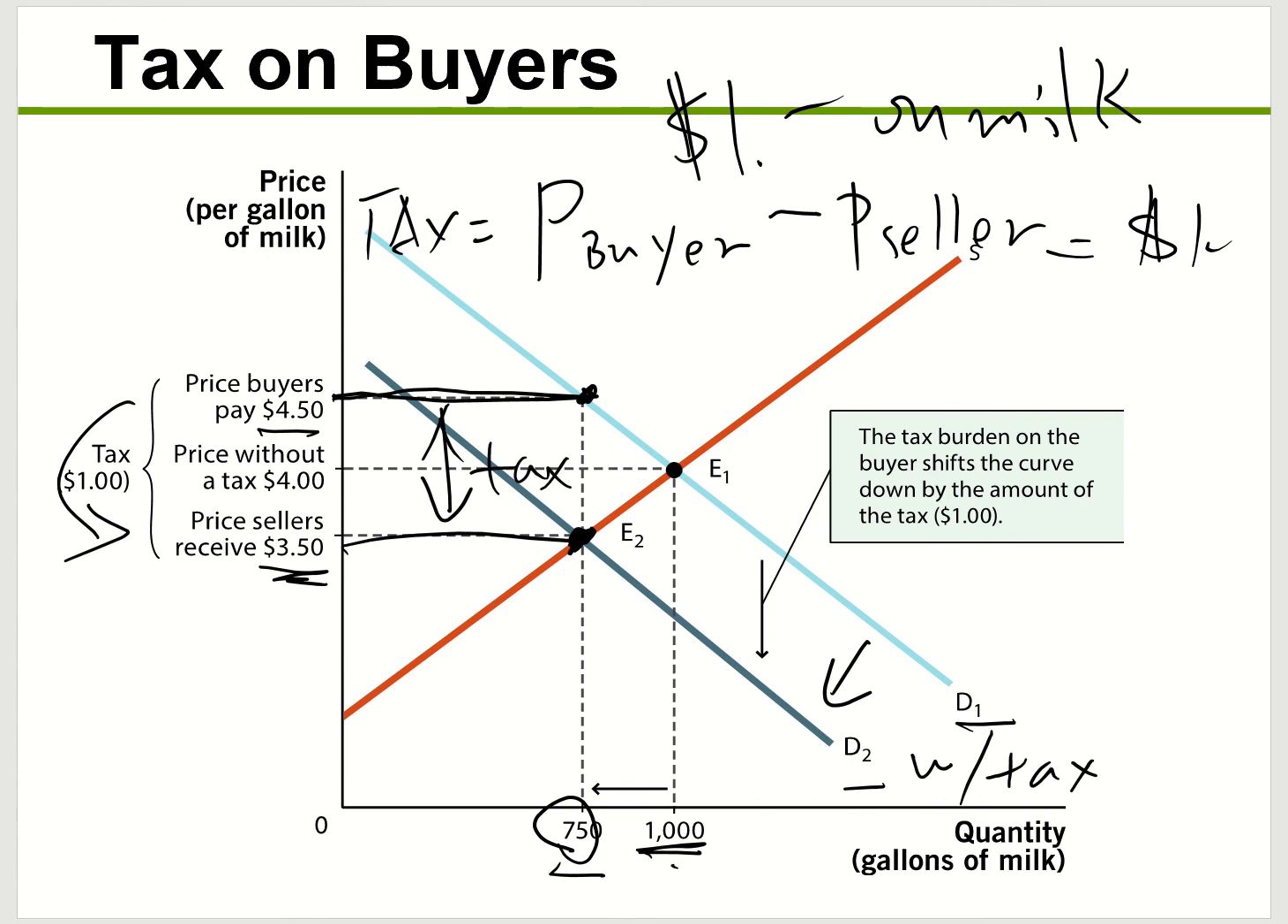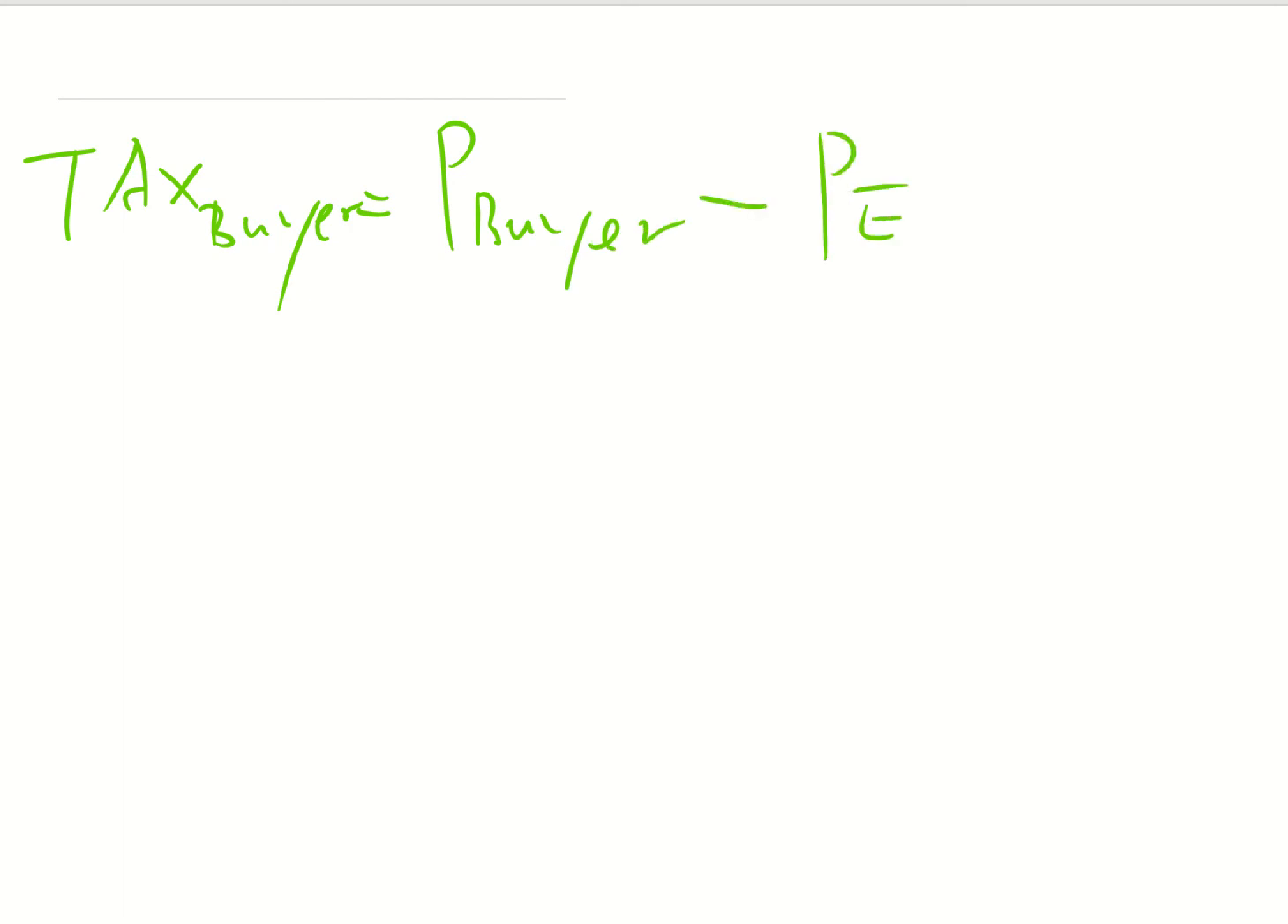Now, this $1 tax, again, is shared between buyers and sellers. And to find out how much is the buyer and seller tax incidence, the tax on the buyer equals your new buyer price, subtract the price at equilibrium. So how much the buyer is paying now with the tax, minus how much the buyer was paying before with no tax, and that difference is the incidence of tax on buyers.